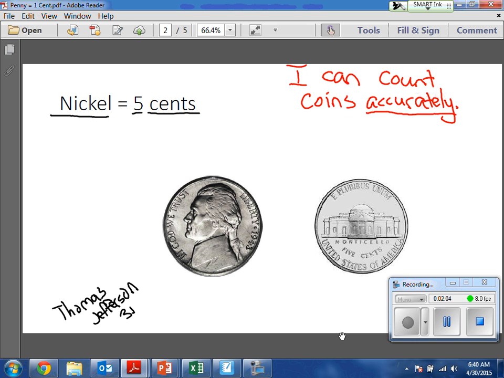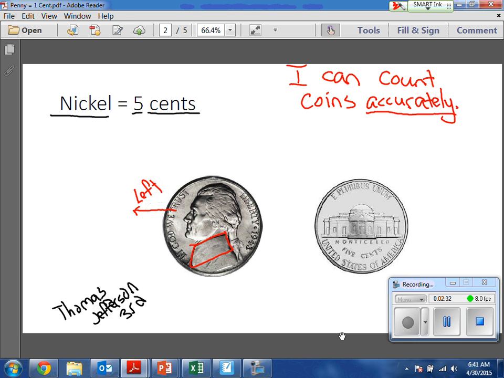Jefferson was our 3rd president, and you're going to notice that it looks like he has a big turtleneck. This is actually a collar. But I want you to understand he has this big turtleneck, and I want you to notice that he is facing towards the left.